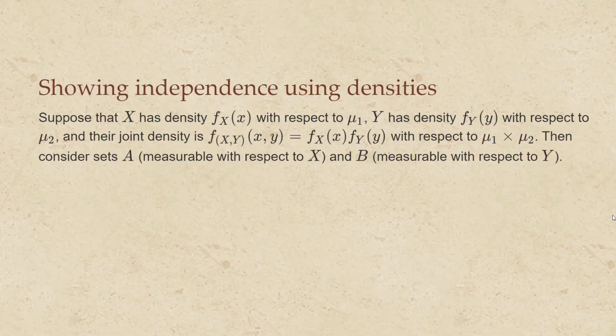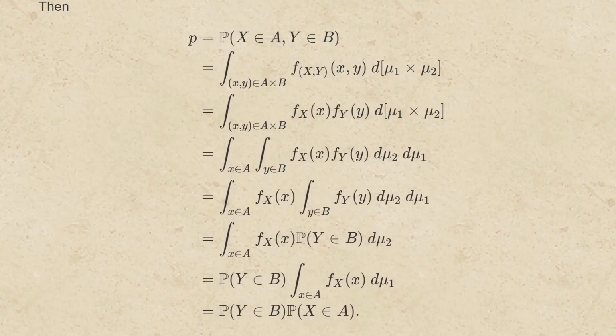Joint densities can also be used to show independence. Suppose that X has density f sub x of little x with respect to mu1, Y has density f sub y of little y with respect to mu2, and their joint density has the form of the product of their individual densities. Then consider a set A measurable with respect to X and B measurable with respect to Y. If we calculate the probability that X is in A and Y is in B, we can take the joint density and write it as the density of X times the density of Y.